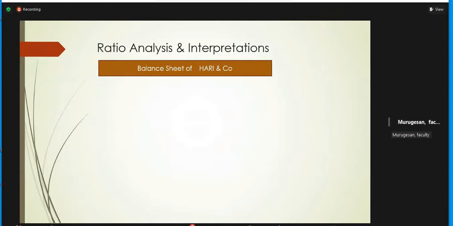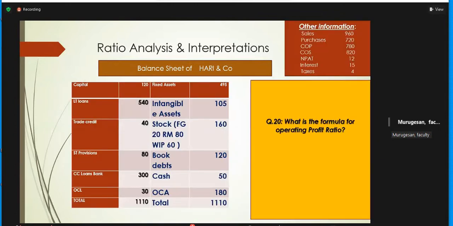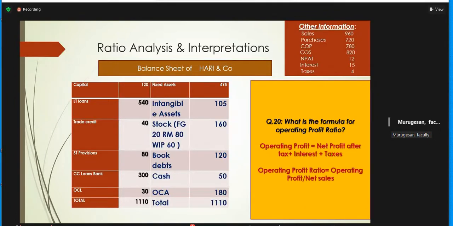Okay, friends, so I remember we stopped at this point. What is operating profit? Operating profit ratio, how to calculate? Operating profit is slightly different from net profit. Here interest earned, interest paid, and taxes will be added back. That is what is meant by operating profit: all expenses except tax and interest. So the operating profit ratio we have just calculated. Now we will move forward.